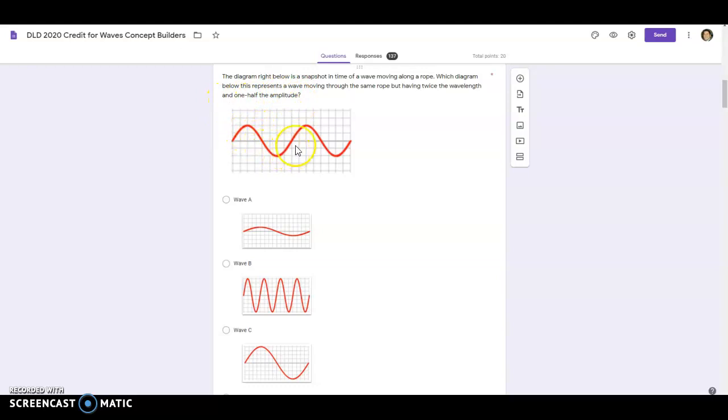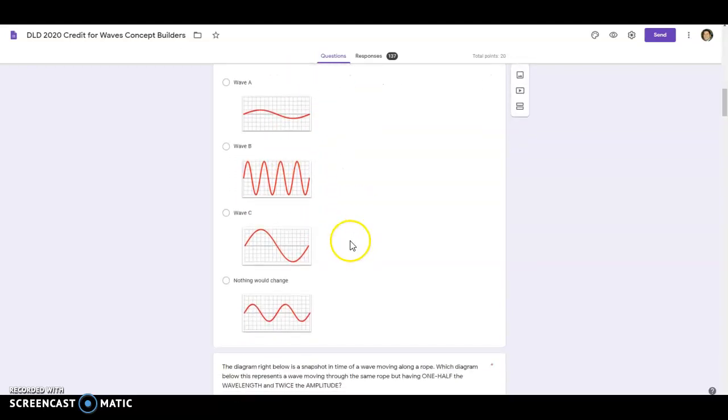For this wave pictured here, moving through a rope, having twice the wavelength. Now remember, wavelength is from crest to crest, trough to trough, or any part of the wave that's a full complete cycle, so it could be there. So once they say twice the wavelength, this wave needs to get longer. That rules out wave B.